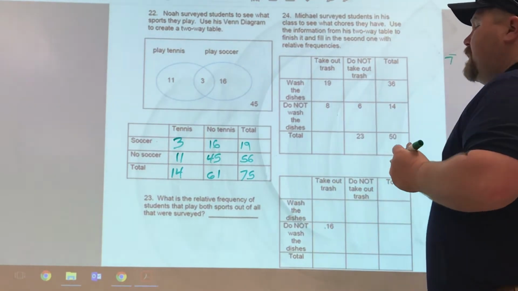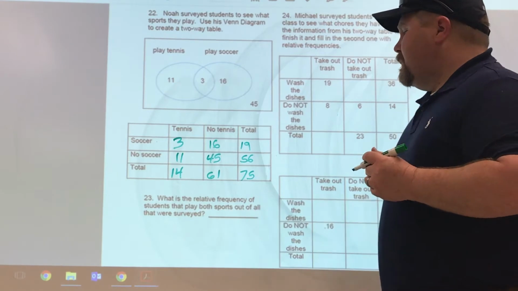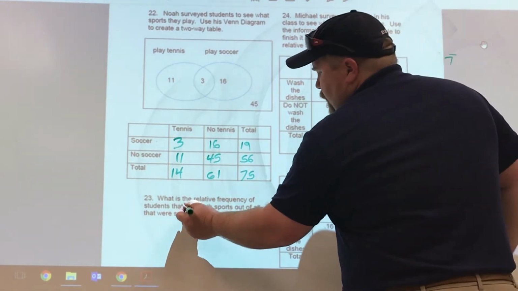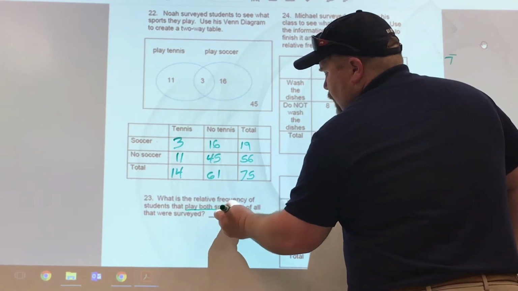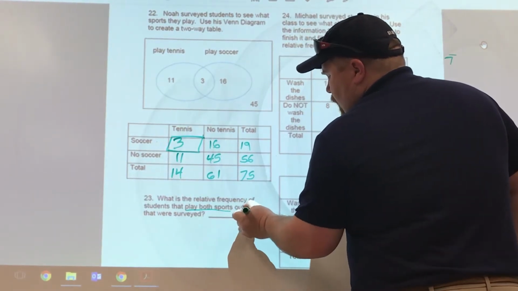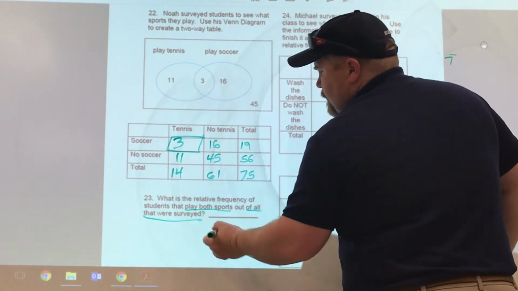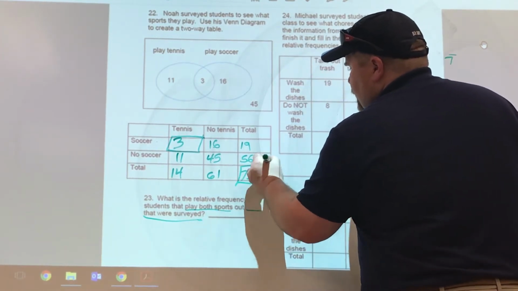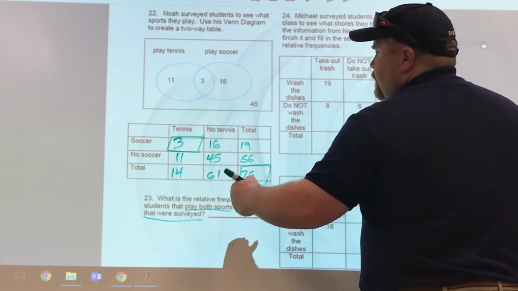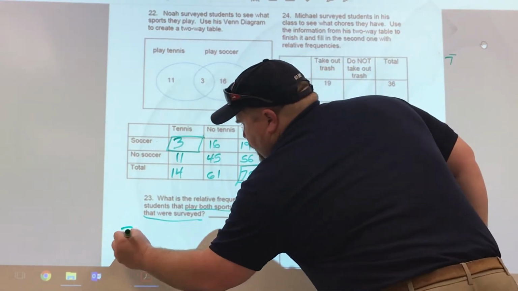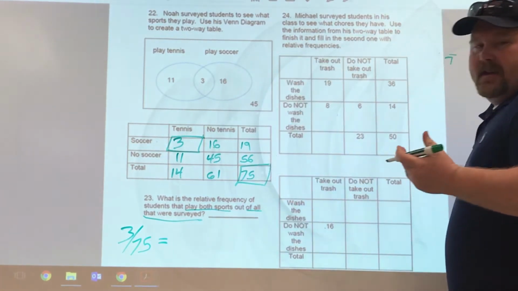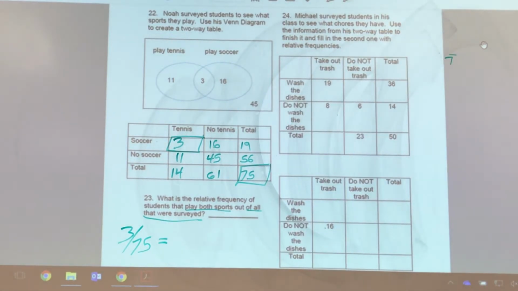Great. What is the relative frequency of students that play both sports out of all that were surveyed? So here are the important parts. Students that play both sports, that's right here, that's 3. The other part is all students that were surveyed, that's 75. So what is the frequency of these students to all that were surveyed? So that's going to be 3 of 75, which equals, and then at that point we go ahead and do 3 divided by 75.